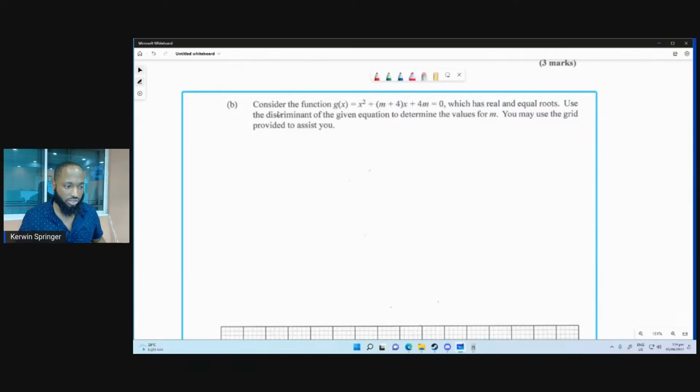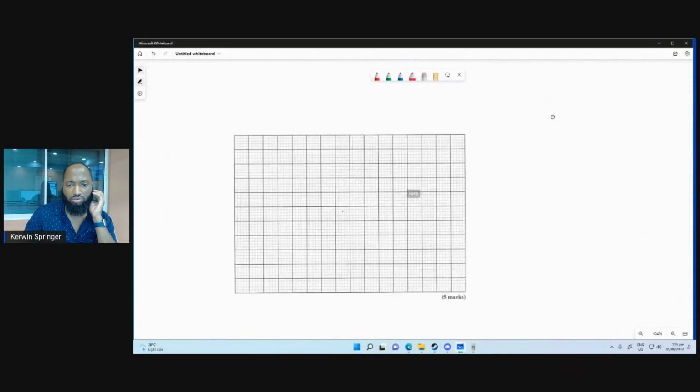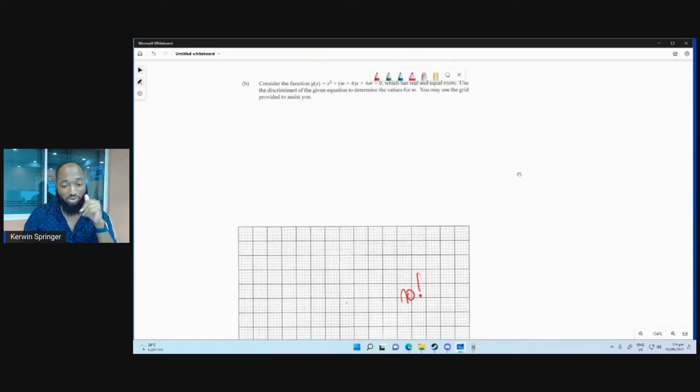Consider the function g of x, which has real and equal roots. Use the discriminant of the given equation to determine the values of m. You may use the grid provided to assist you. How about no? I remember this. I didn't use the grid, so I was like, nah, bro, no grid.